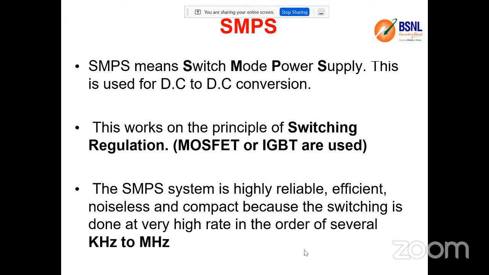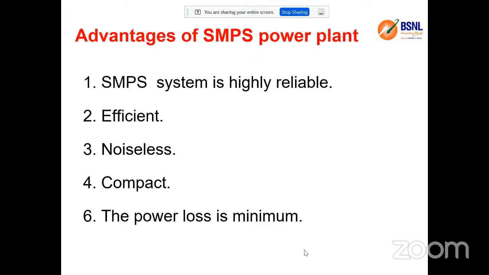So here also we are converting AC into DC. As required, we can expect a minus 48 volt DC. The advantages of SMPS power plants are that they are highly reliable, efficient, noise free, compact and cost effective. The power loss is also minimum, which is why it is more efficient.